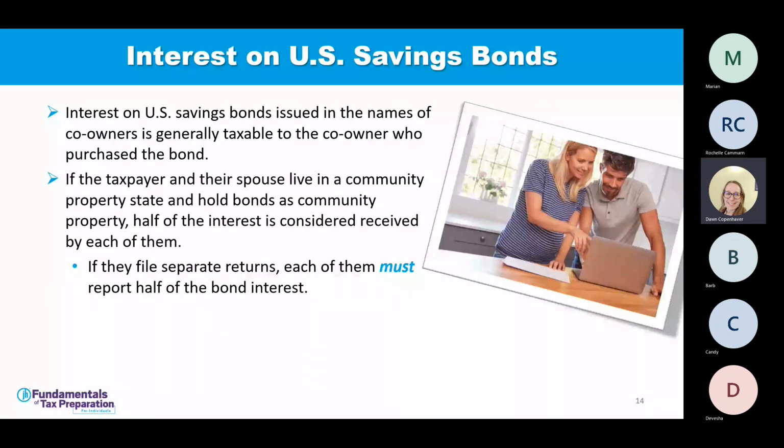Okay, interest on savings bonds issued in the names of co-owners is generally taxable to the co-owner who purchased the bond. If they file separate returns and they live in a community property state, then they each have to report their half of the bond interest.